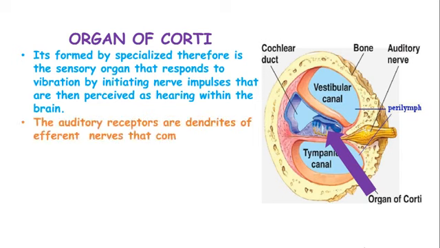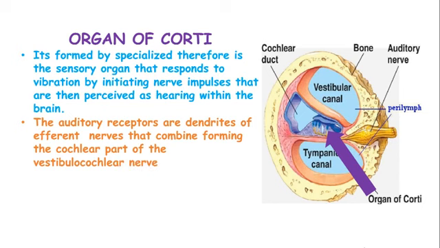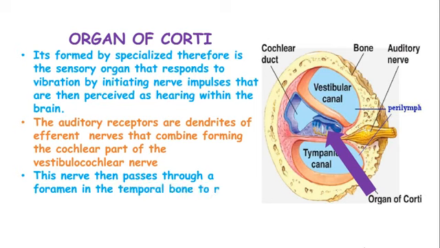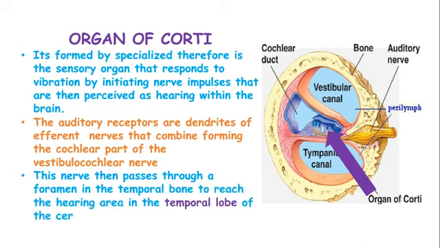The auditory receptors are dendrites of the afferent nerves which combine, forming the cochlear part of the vestibulocochlear nerve. This nerve then passes through the foramen of the temporal bone to reach the hearing area in the temporal lobe of the cerebrum.